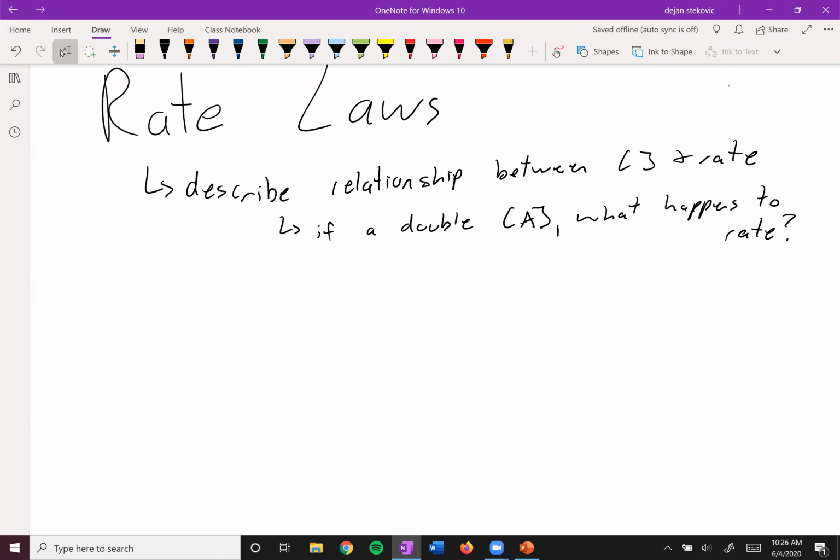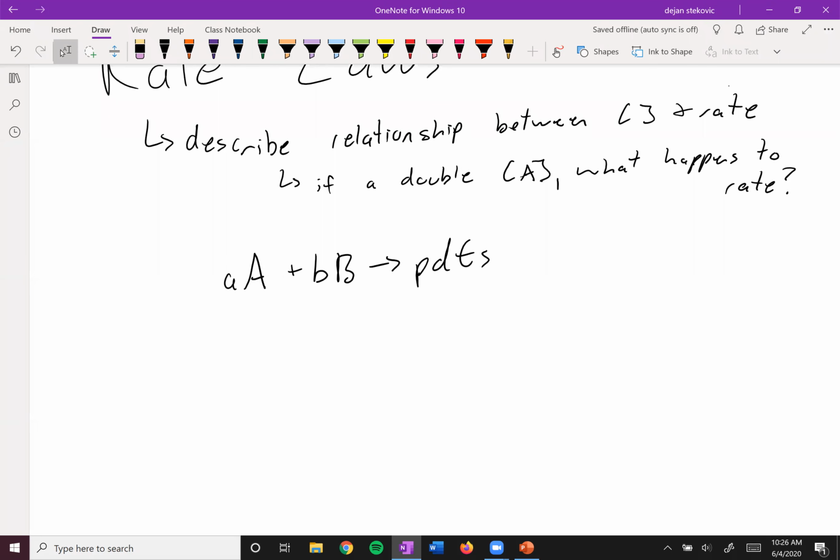And so let's take a look at an example. So we have aA plus bB going to, we'll just say products. So when we're talking about rate laws, generally we're just talking about the concentration of the reactants, although sometimes the products do show up in the rate law. Remember, the lowercase letters are just the coefficient numbers. The big letters are symbols of elements or compounds. And so you need to be very comfortable writing rate law equations. And it's overall not very simple.